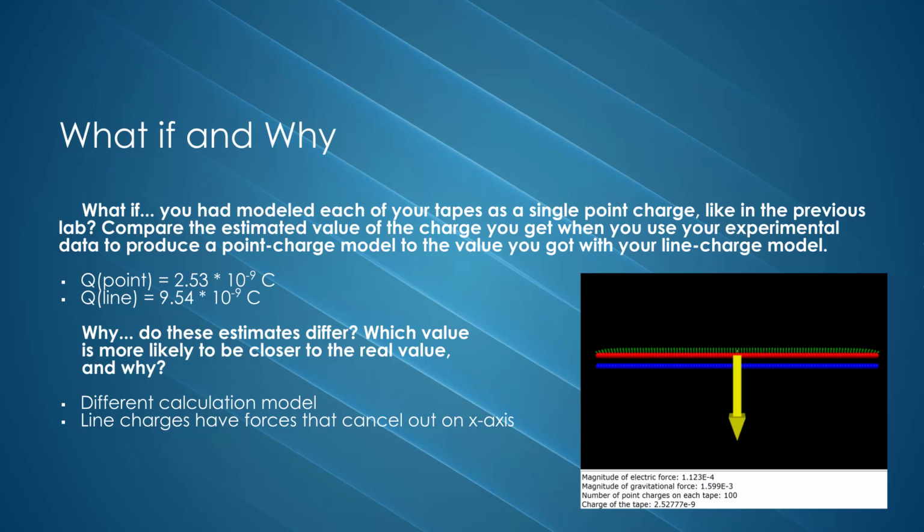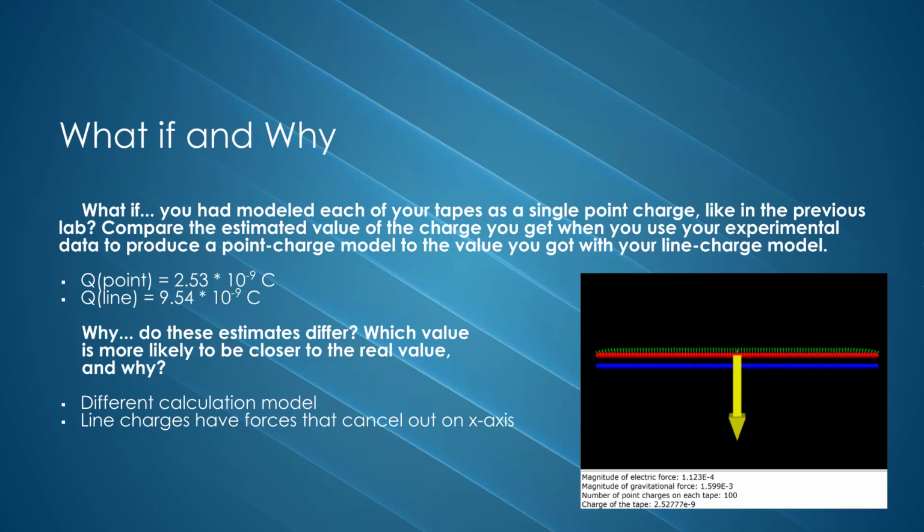What if and why? So we found that our estimated charge was very different. For the point charge model, it was 2.53 times 10 to the negative 9 coulombs. But for our line model, it was much greater at 9.54 times 10 to the negative 9 coulombs. So now why are these different?